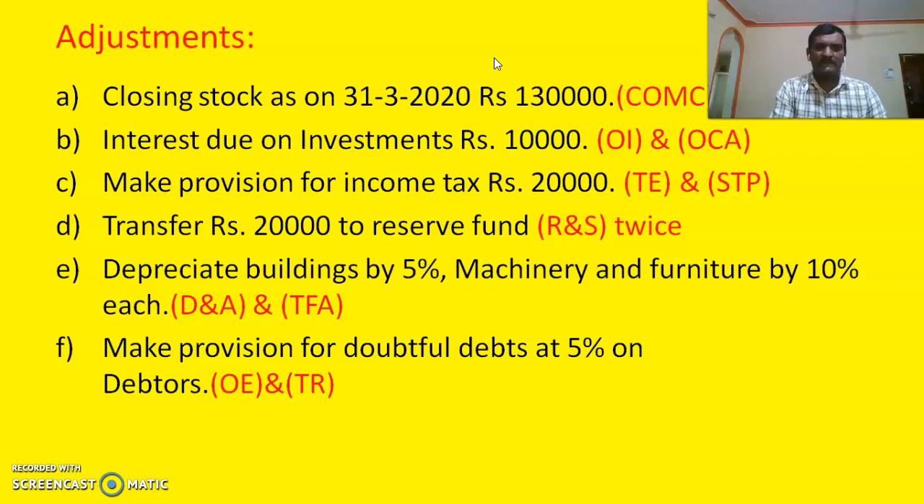And then transfer rupees 20,000 to reserve fund is effected twice in note number 2, that is the reserve and surplus. Then depreciate building by 5%, machinery and furniture by 10% each. These are to be effected twice, once in depreciation and amortization note, and at another time in tangible fixed assets note.